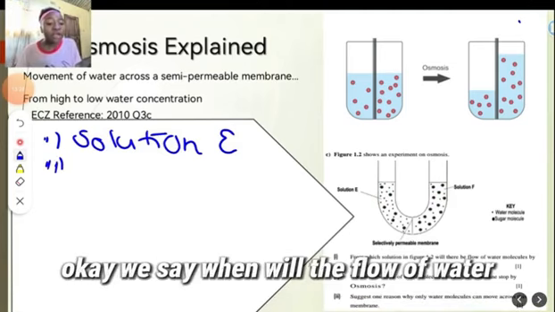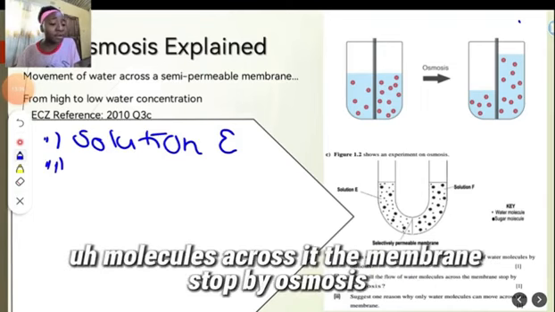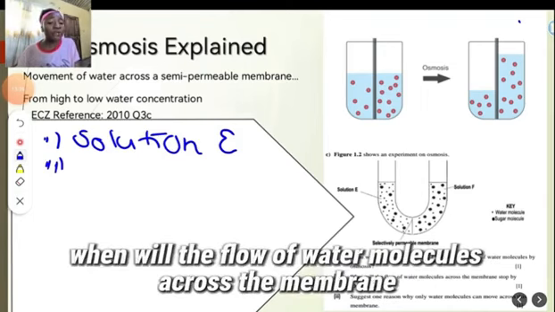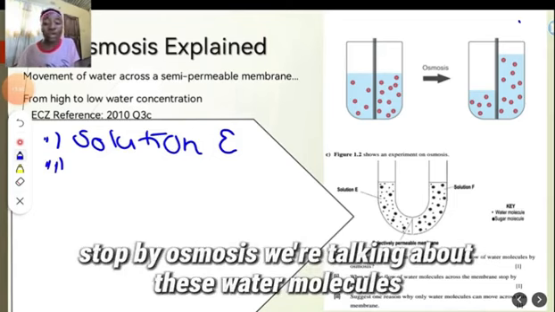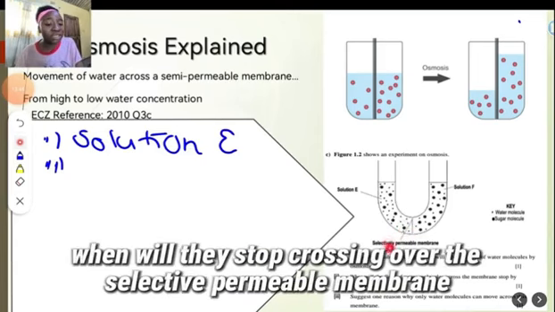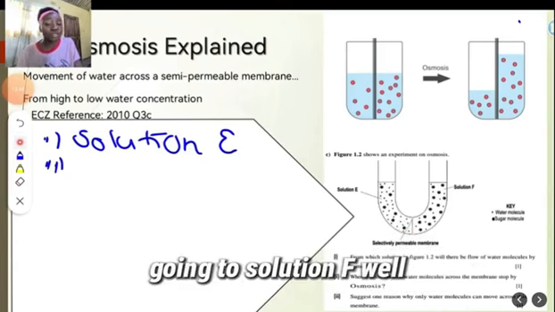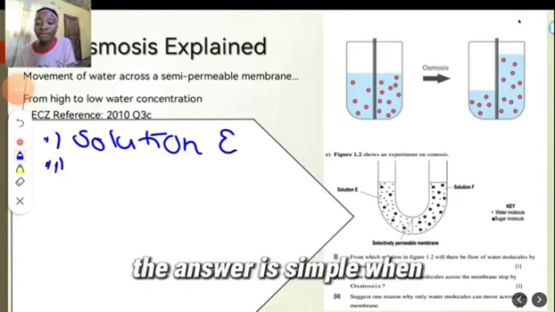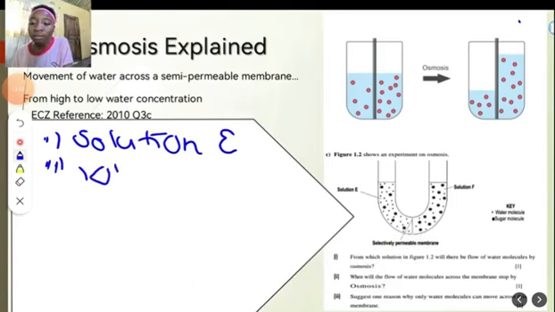Okay. Which says, when will the flow of water molecules across the membrane stop by osmosis? When would the flow of water molecules across the membrane stop by osmosis? We're talking about these water molecules. When would they stop crossing over the selectively permeable membrane going to solution F? Well, the answer is simple.